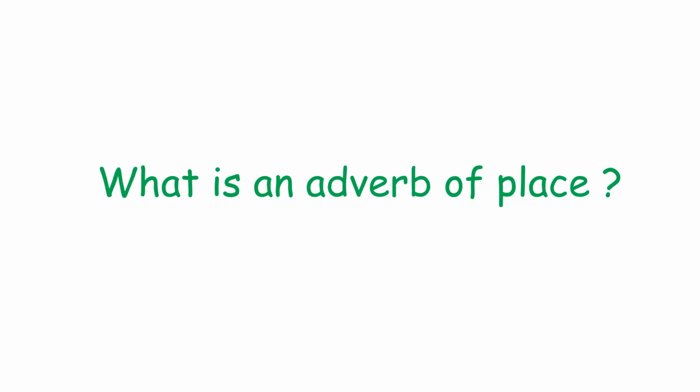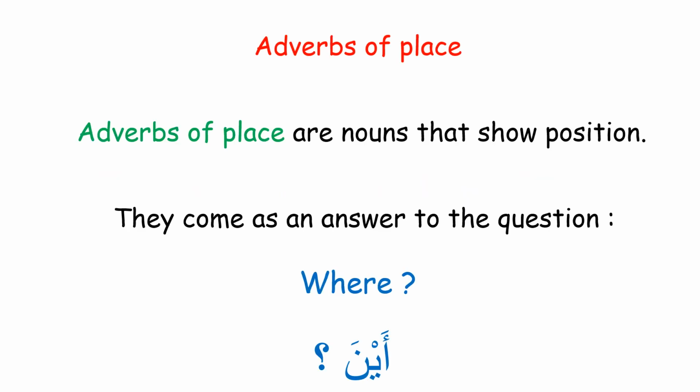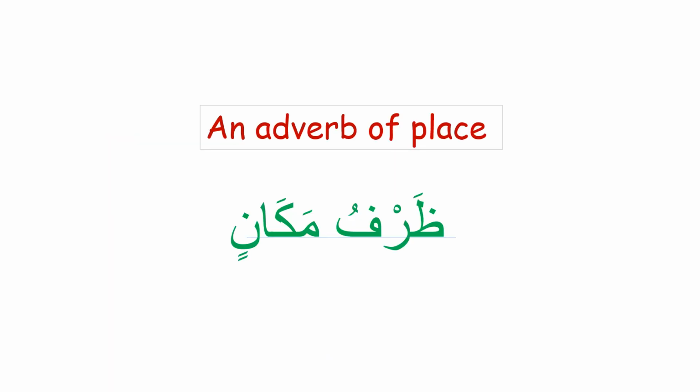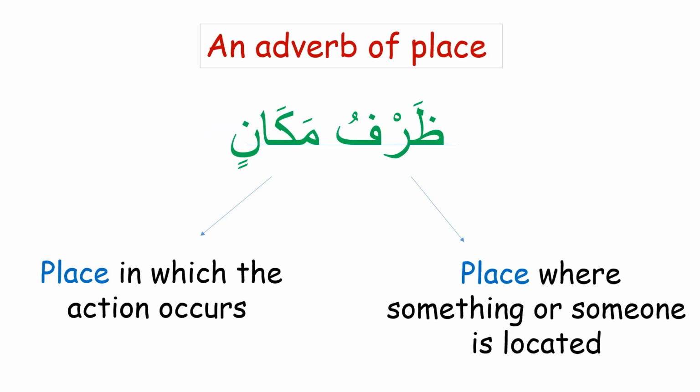So the question that arises here is, what is an adverb of place? Well, adverbs of place are nouns that show position. They come as an answer to the question where, or let's say أين. Terminology-wise, we call an adverb of place ظرف مكان. Again, ظرف مكان. And ظرف literally means vessel or container because it indicates the containing place in which the action occurs, or in which an object or person is located.